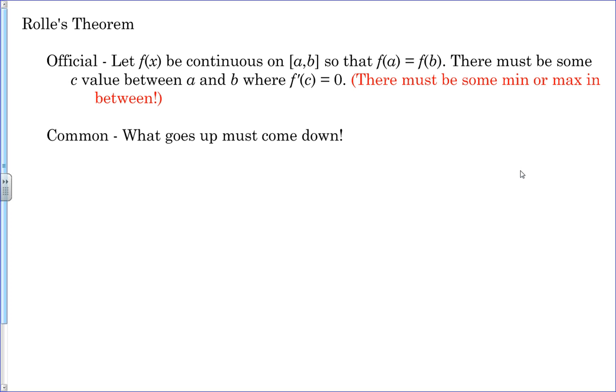Basically, it says there must be some min or max in between. The common statement: what goes up must come down. So let's do a quick example of this. Say here you have a quarterback. I know I didn't have a football helmet on. Say he is f of a.